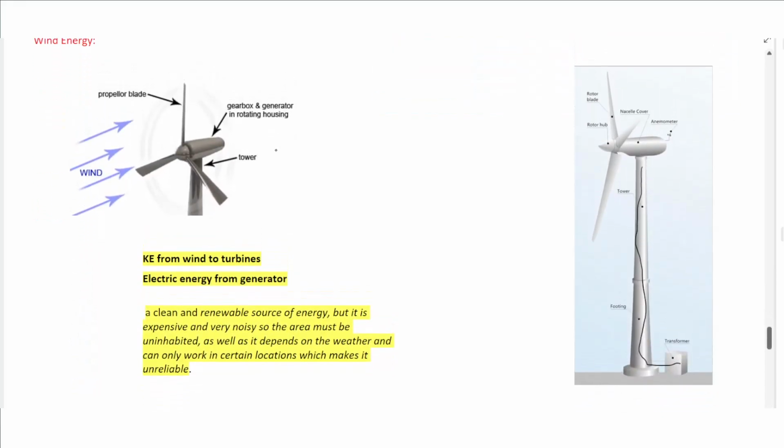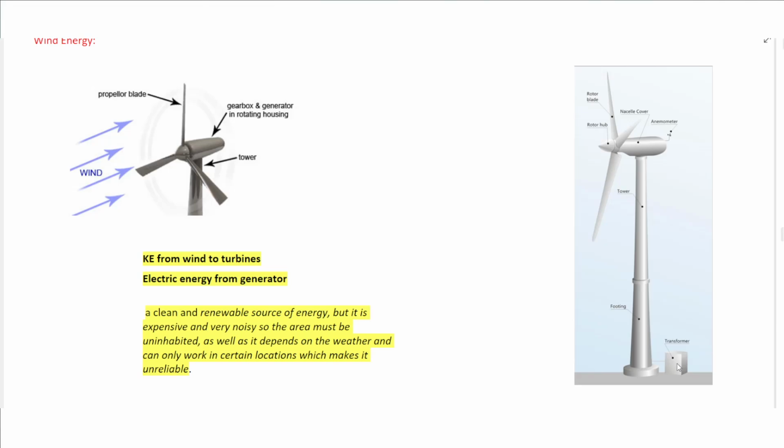The next renewable resource is wind turbines. In wind turbines, the wind is required to rotate a turbine which is connected to a generator. So the kinetic energy of the wind is converted to kinetic energy in the turbine and generator, and then the generator converts it to electrical energy. It is a clean source of energy, non-polluting.